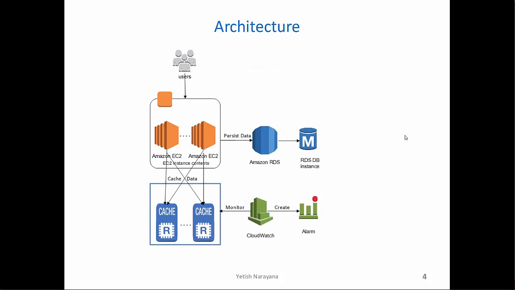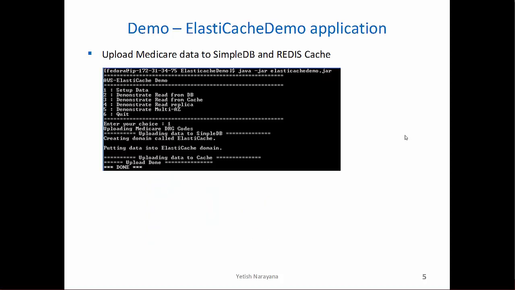This is a brief high-level architecture of ElastiCache. Applications deployed in EC2 instances would read data from the caching layer, and CloudWatch could be used to monitor the cache nodes.